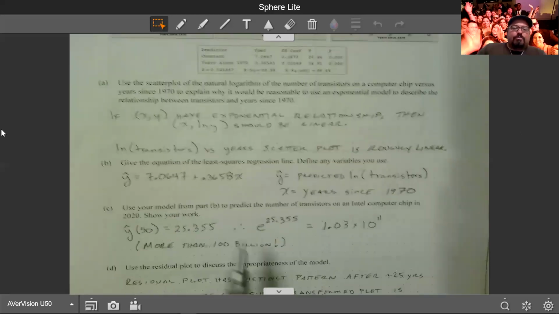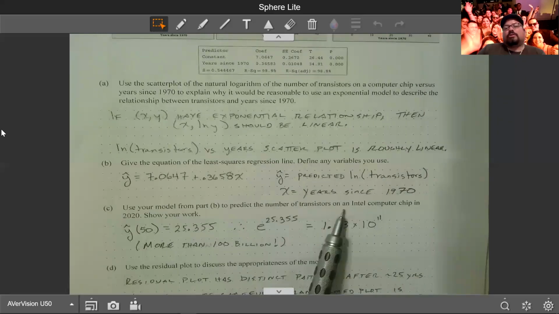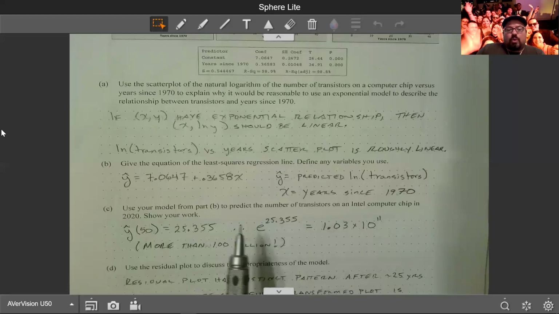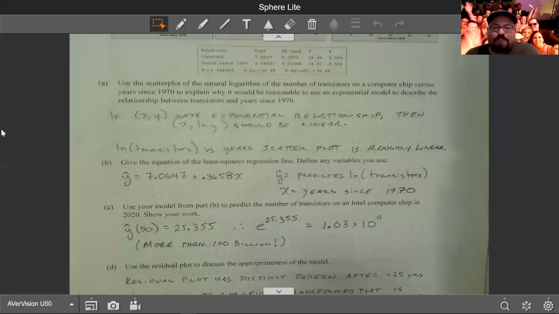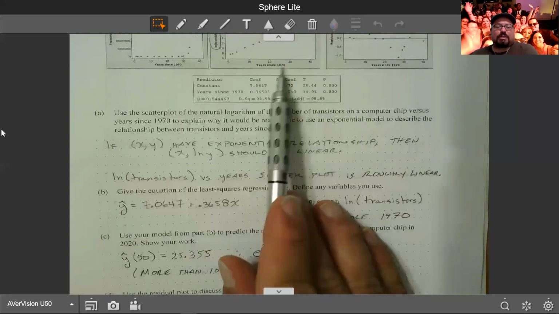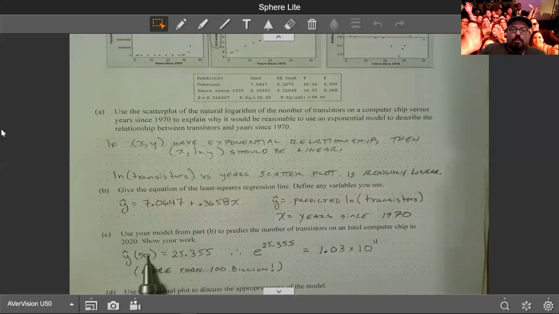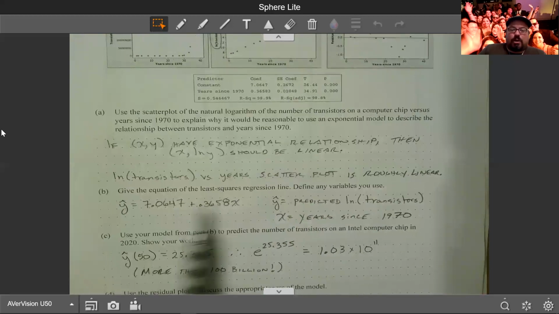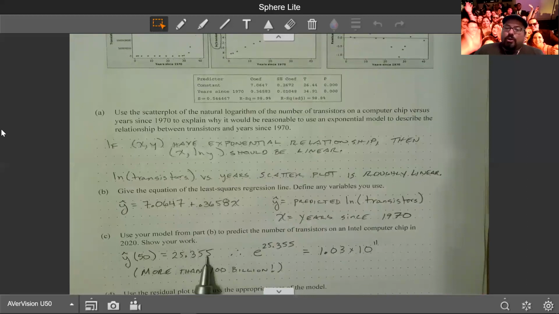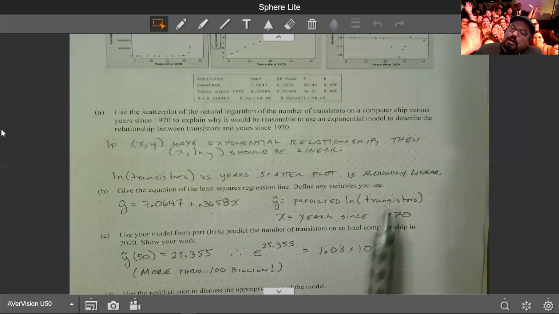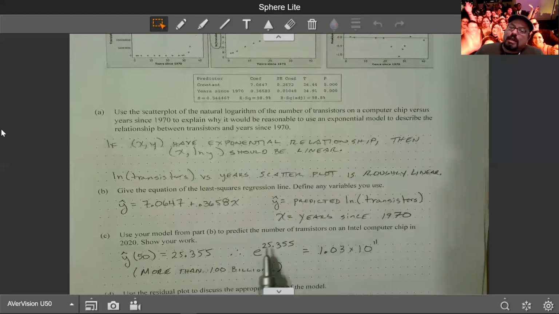Then use your model to predict the number of transistors on an Intel computer chip in 2020, right? Well, 2020 is 50 years after 1970. So I would put 50 into my model, right? If I put 50 into this model, I'm going to get 25.355. However, that's the natural log of the transistors. So I need to exponentiate that on a base of e. So e to the 25.355.